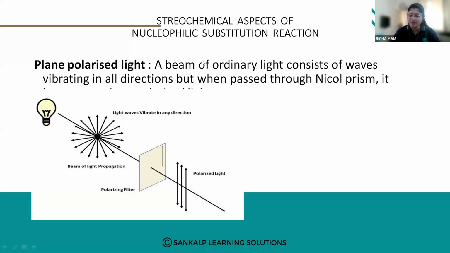What do you mean by stereochemistry? In stereochemistry, you are studying the different spatial arrangement of the atoms in a molecule, how the different atoms in a molecule are arranged spatially, in space. Like that, we are going to study some of the stereochemical aspects of these nucleophilic substitution reactions.